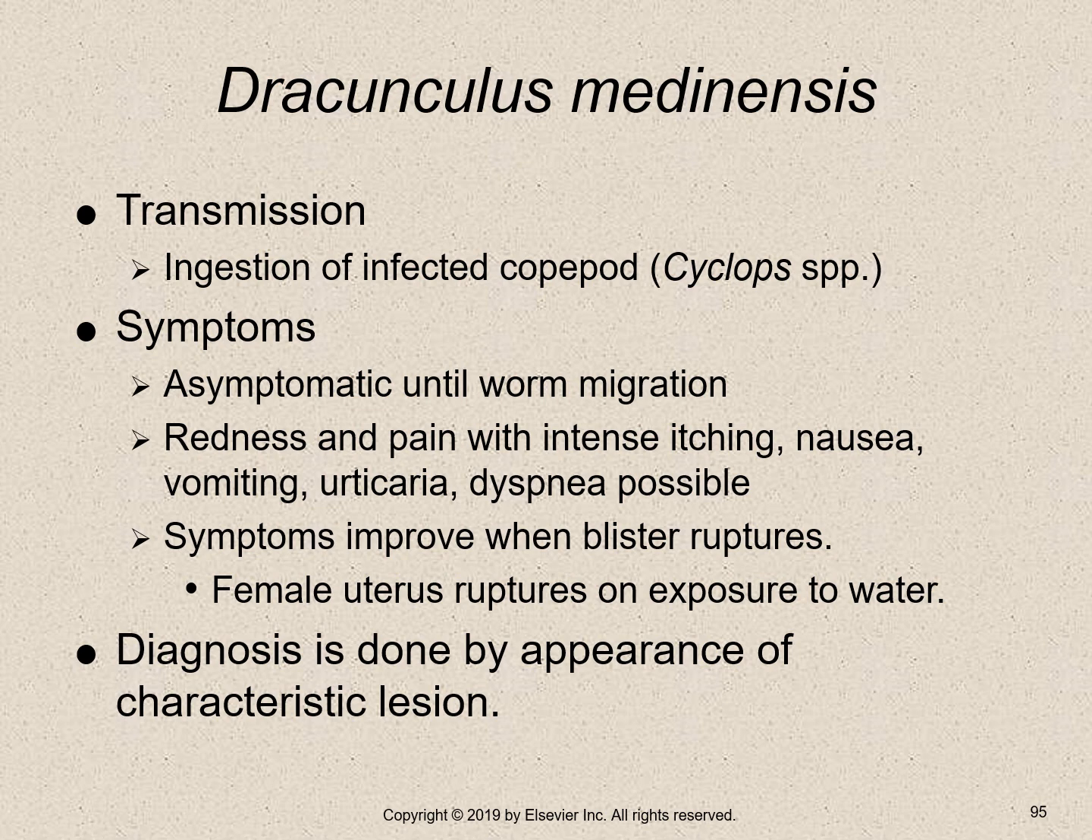Patients may experience nausea and vomiting and urticaria before the rupture of the worm's uterus. Humans acquire infection by ingesting a copepod that contains the infective larva. The larva is released in the intestine, penetrates the intestinal wall, and migrates to the body cavity in which males and females mature. Diagnosis is made from observing the typical appearance of the lesion.